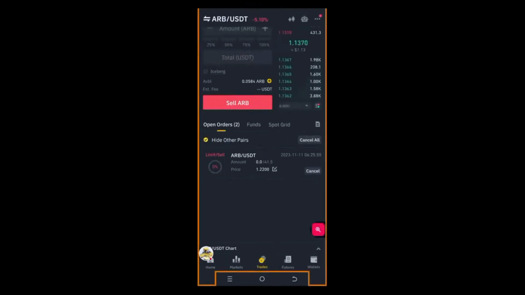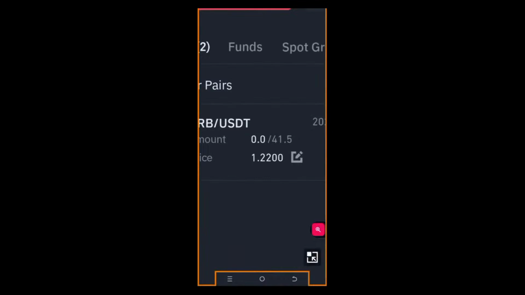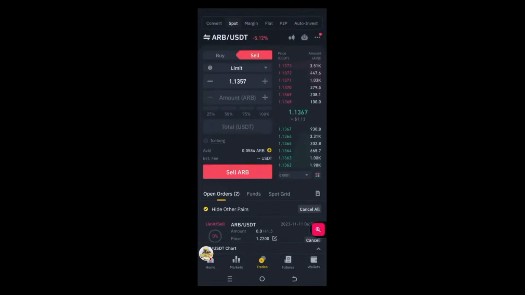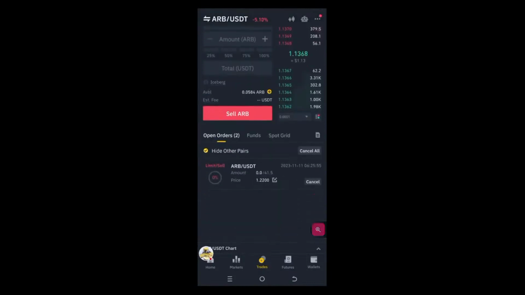Let me show you here. What I'm planning to get is 1.22. That's the price of ARB I want to get, right? But it's currently 1.13, because it's going down. So I'm just going to set it to get that, so that even if it takes me 1 or 2 days, once it gets to 1.22, my take profit or my sell limit will be triggered, and I will get the money, and I'll get the profit that goes with it.